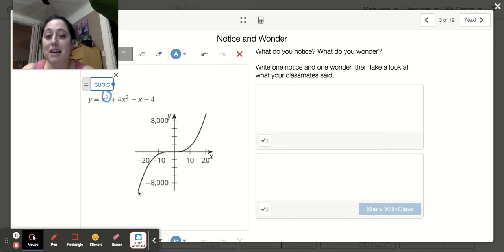Okay, when we come here, this is also a cubic graph, all right? One of the reasons I can tell it's a cubic graph is because I've got one side that is ending here, where the y values are super negative. And then at this end, it's going upwards. So that connection between the cubic equation written out and how it looks on a graph is a big connection for this lesson.